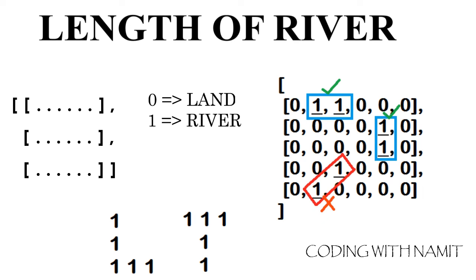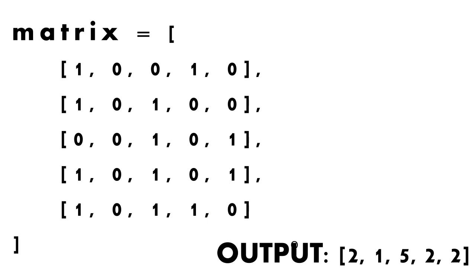So all you have to do is write a function that returns an array of the sizes of all rivers represented in the input matrix. The sizes don't need to be in a particular order. So here's the sample input.